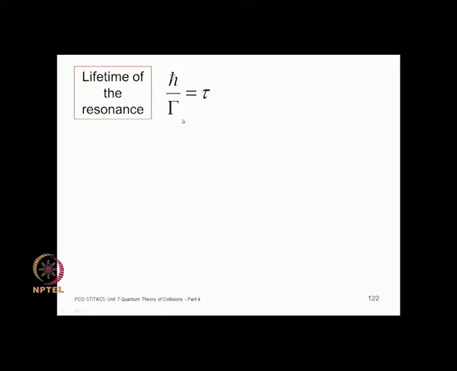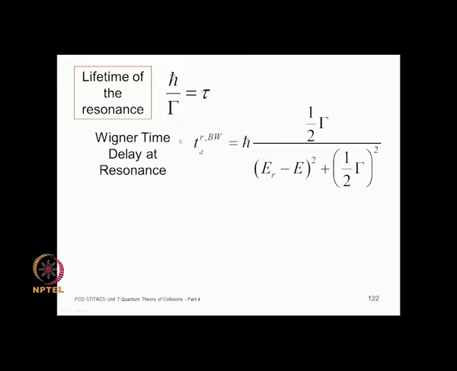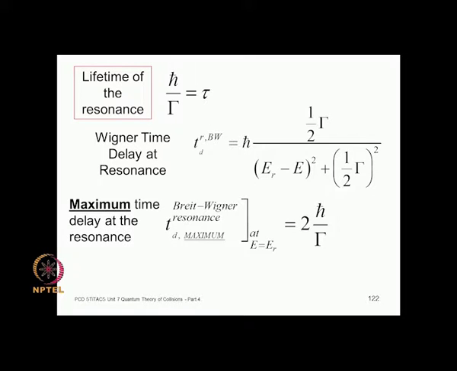So, this is the lifetime of the resonance, which is just the inverse of the width, and this is the time delay. Now look at these two expressions and they tell you what the relationship between time delay and lifetime is. The maximum time delay that you can get is obviously at the energy resonance when E is equal to E_R. So, this term will go to 0 and you have got half gamma squared. So, the maximum time delay that you can get at the Breit-Wigner resonance will be twice h cross over gamma, which is twice the lifetime. That is the maximum time delay that you can get at the resonance.